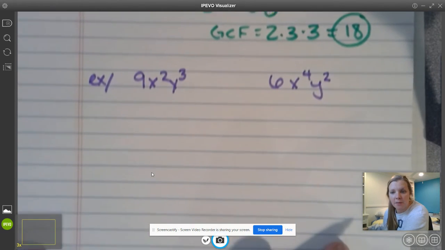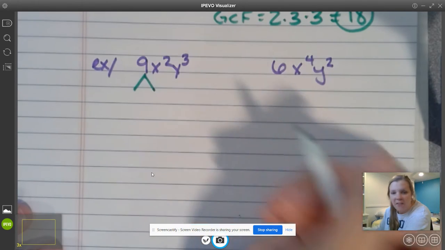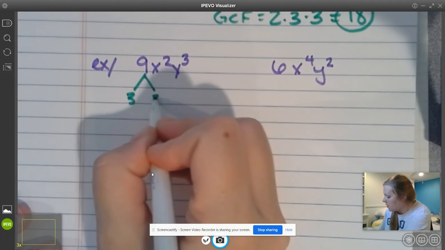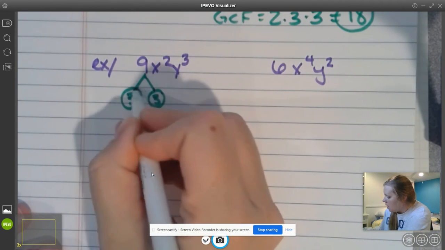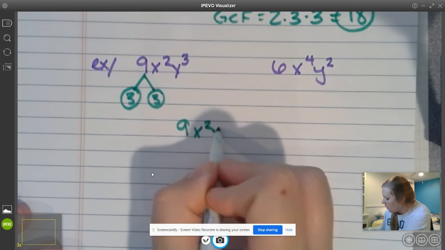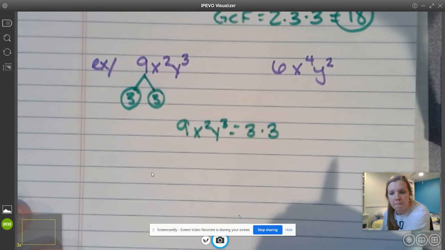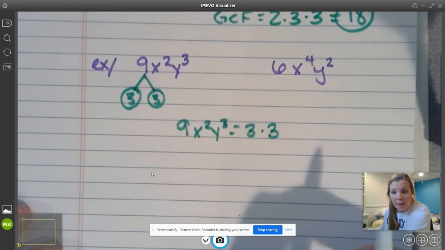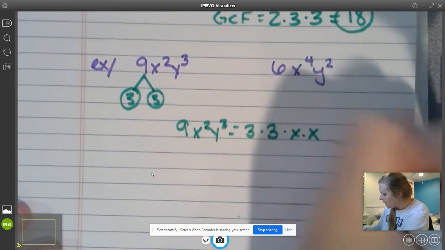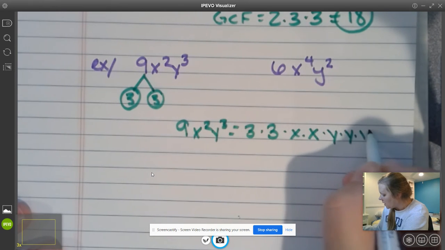One last example, and this is where variables get involved. We're going to start by making the prime factorization of each of the numbers. The numbers here would be 3 and 3 for the 9. So 9x squared y to the third. The 9 is 3 times 3. And then what x squared means is I'm multiplying 2 x's together. So x squared means x times x. And y to the third means y times y times y.